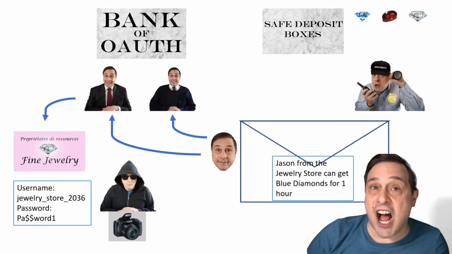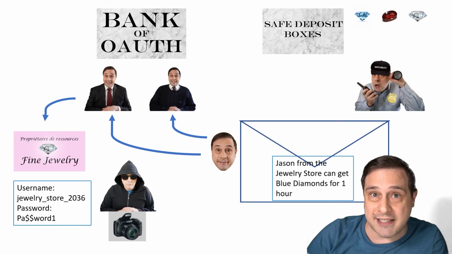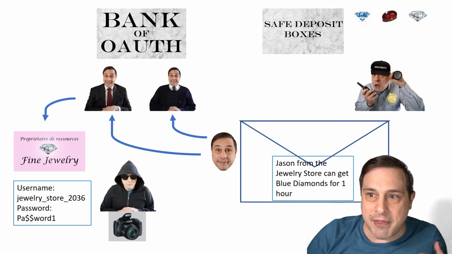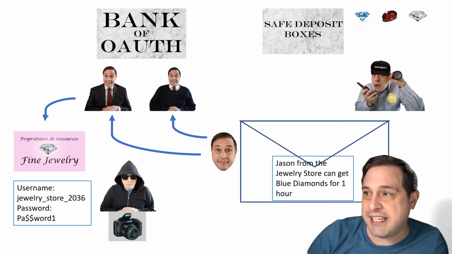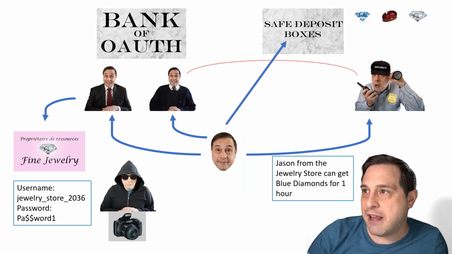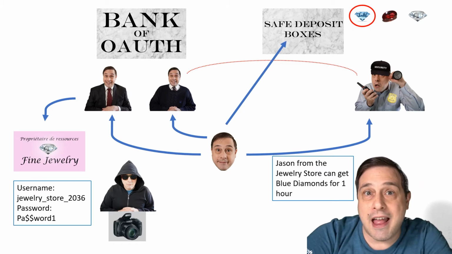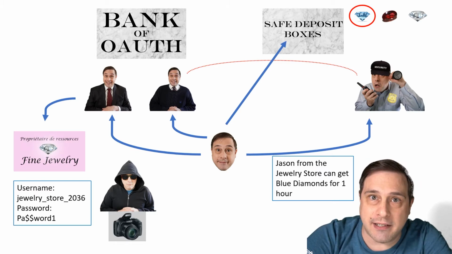He puts that in an envelope, which is to say the response to the POST request that was sent earlier. Again, something a hacker is not going to be able to see easily. And then he uses that to authenticate to the API, doing the things that the scope allows him to do. And this works great, except for one problem.